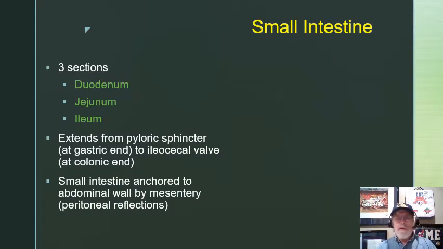Let's talk about the small intestine. The small intestine is pretty long, first of all, and it's divided into 3 sections. Well, not easily, because there's no dotted line saying this is where one ends and this is where the other one starts.